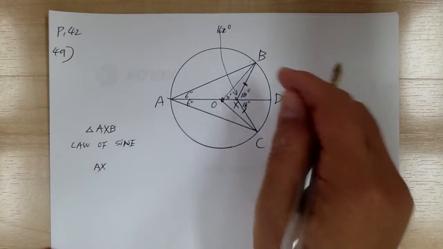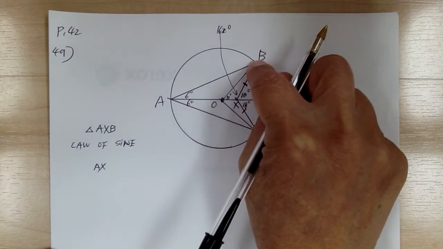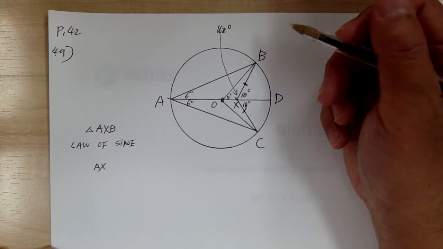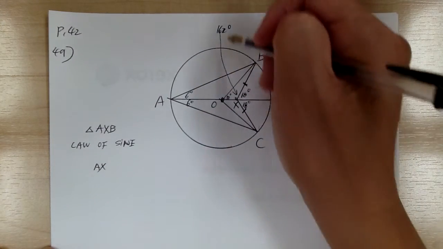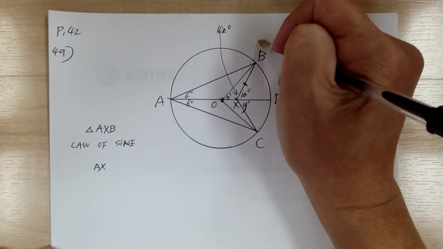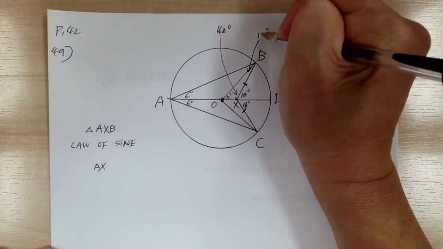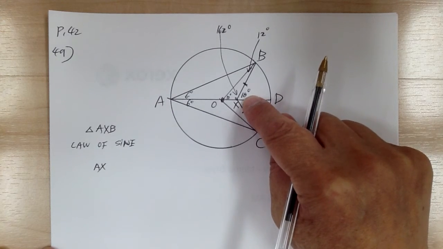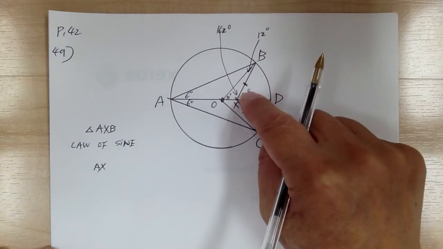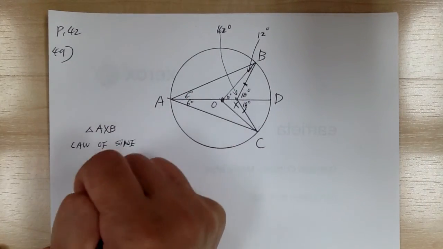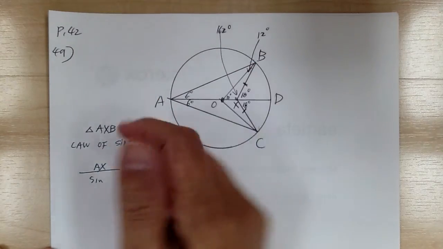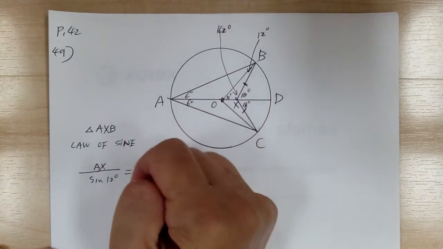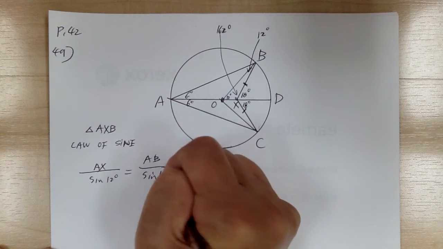So you got AX over sine of, okay, let's see. We can figure this angle over here. This is 162, and this is 6, so this angle right over here would be 12 degrees. So 180 minus that gives you 18, or you can use this: 18 is an external angle, and an external angle equals the sum of two remote angles. So this and this have to equal 18, so this is equal to 12. So AX over sine of 12 degrees equal to AB over this angle, sine of 162 degrees.